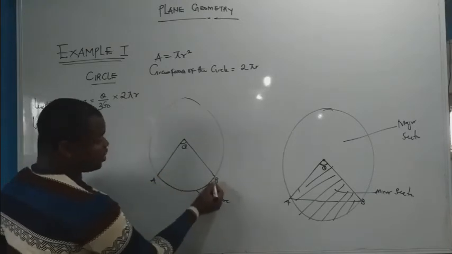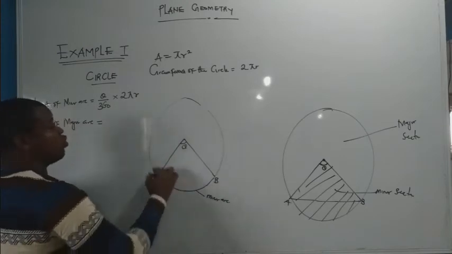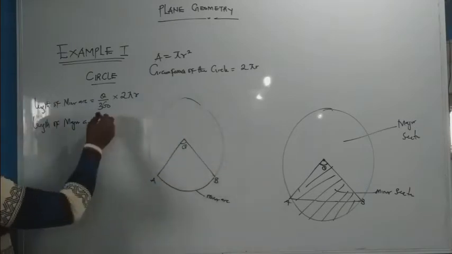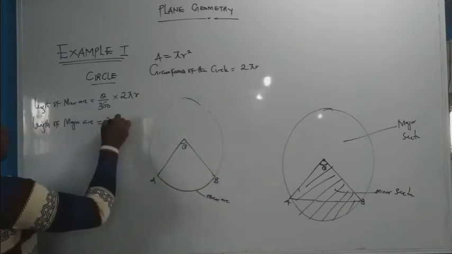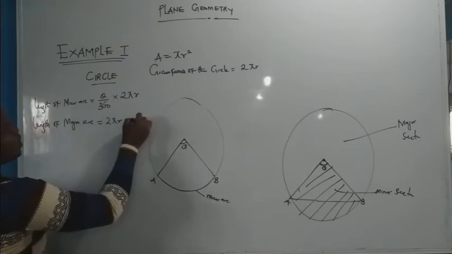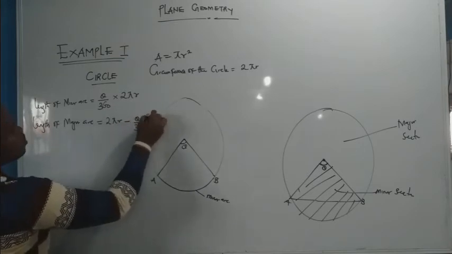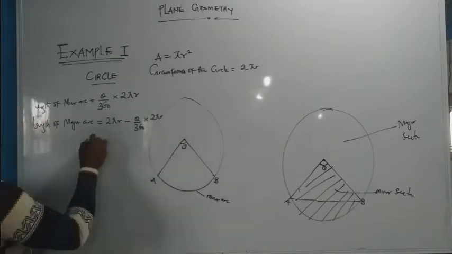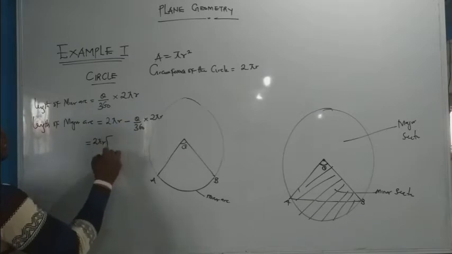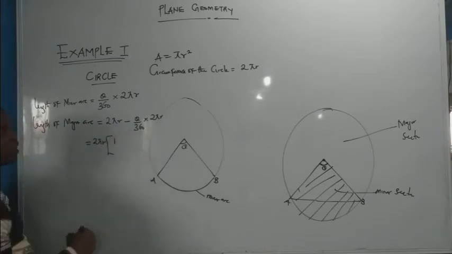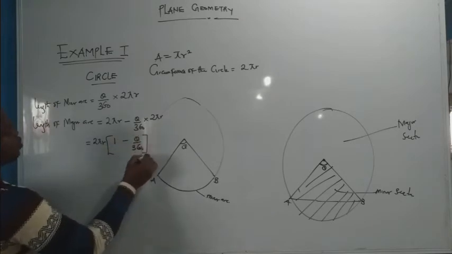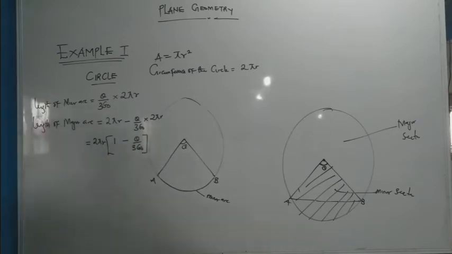So it's going to be the circumference of the whole circle minus the length of the minor arc. You just subtract the length of the minor arc from the whole circumference to get the length of the major arc. So it's going to be 2 pi r minus theta over 360 times 2 pi r. If you factorize, you get 2 pi r in bracket 1 minus theta over 360. So we call this the formula for the length of the major arc.